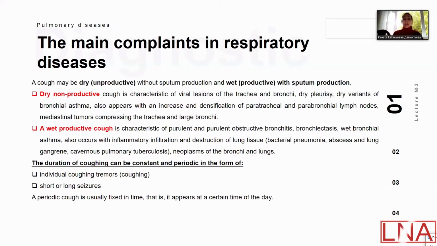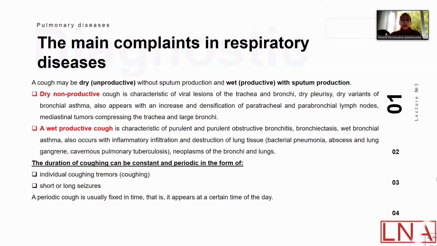At the same time, dry non-productive cough can be significant for viral lesion of the trachea and bronchi. About dry pleurisy, yeah, there is only a pain syndrome without sputum, or only dry non-productive cough.